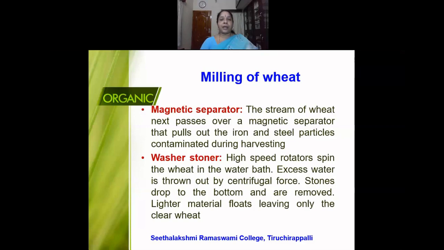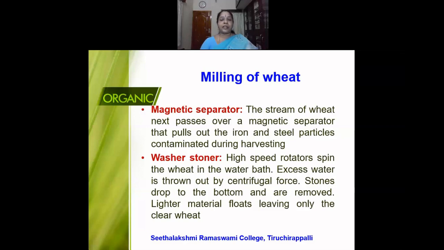After it passes through the magnetic separator, next the wheat enters a machine called the washer stoner. The washer stoner has high-speed rotators that will spin the wheat in a water bath. A water bath is a container that contains water, and there are high-speed rotators. These high-speed rotators will spin, or revolve, the wheat in the water.